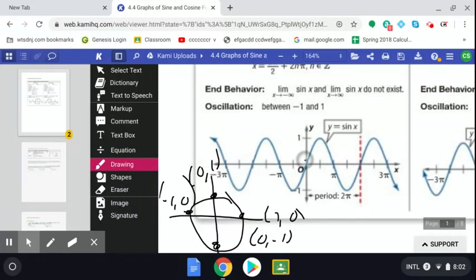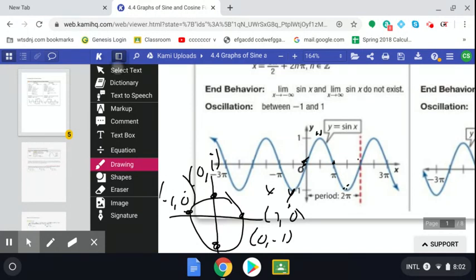When x is 0, for the sine function, you know that sine is y. So 0, 1, 0, negative 1. So sine of 0 is 0, pi over 2 is 1, pi is 0, and then 3 pi over 2 is negative 1, and then 0, because those are sine values.